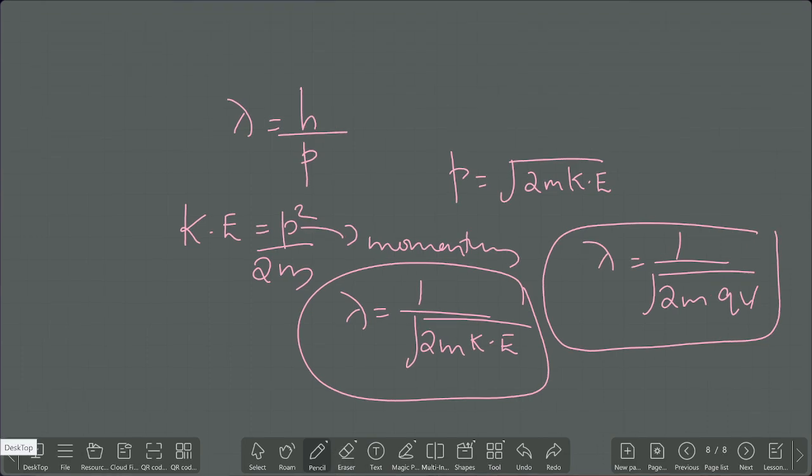Now all of you listen, this is for electron and alpha particle, learn it by heart. Okay, this is for electron. H is Planck's constant. Here H, here also H.